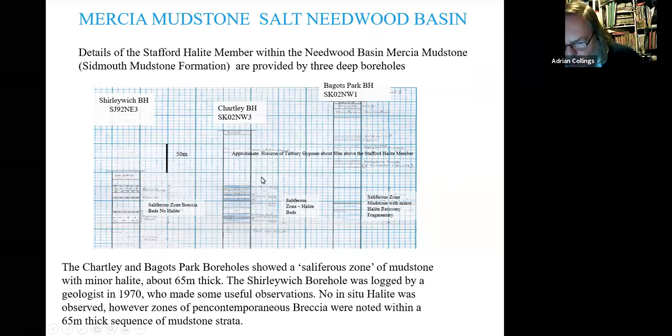Also, it is noted that the approximate horizon of Powdery Gypsum occurs about 60 meters above the Stafford halite member. It wasn't present in the Chartley borehole for reasons which I'll explain in a minute. In the Baggots Park borehole, there's quite a broad zone where gypsum and anhydrite was present, suggesting that the halite perhaps had split a bit in this area.